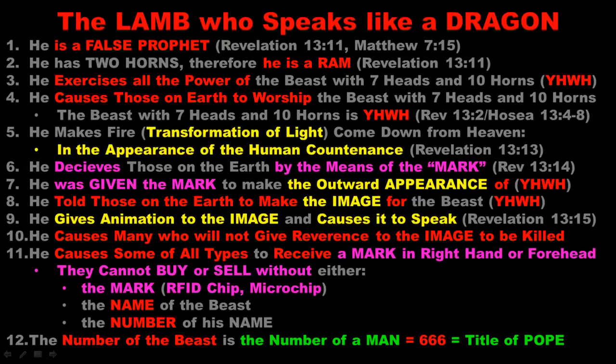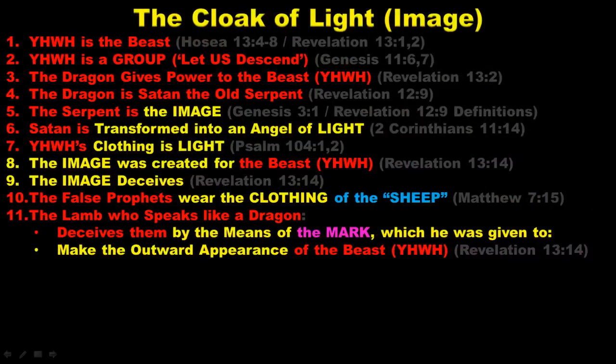And here in Revelation 13, we're told the image is light. It's the fire or transformation of light that came down from heaven in the appearance of the human countenance. We have confirmation of that again in Lamentations 2. We'll look at that later. But it's telling us here that the outward appearance of Yahweh is a human appearance. And the Lamb who speaks like a dragon caused that outward appearance to speak. Psalm 104 also confirms that Yahweh's clothing is light. The texts are very clear that it's Yahweh who uses the image and that the image is a clothing of light. We're also told the image is a deception and that the false prophets wear the clothing of the sheep.